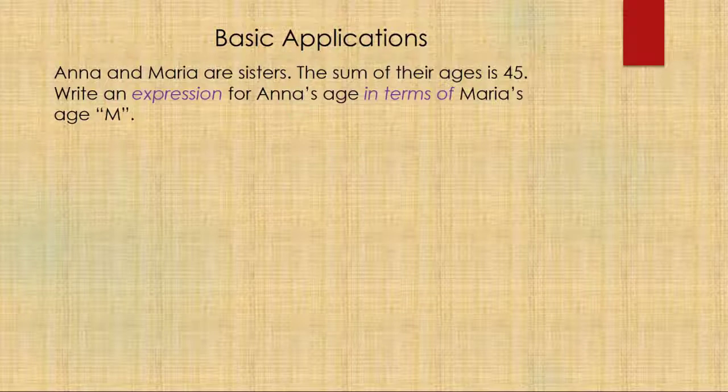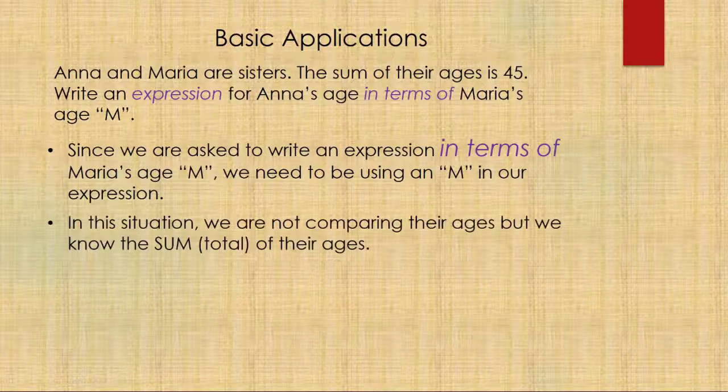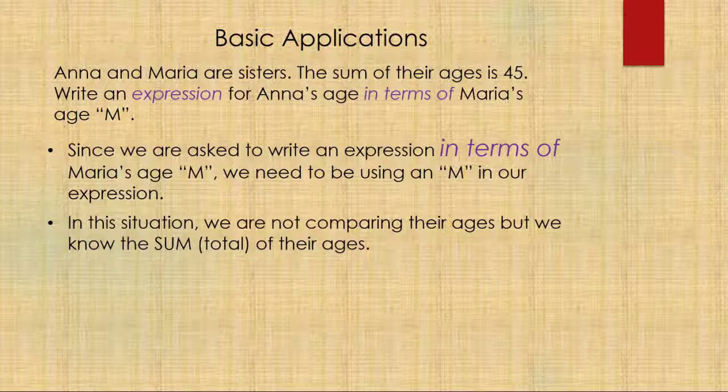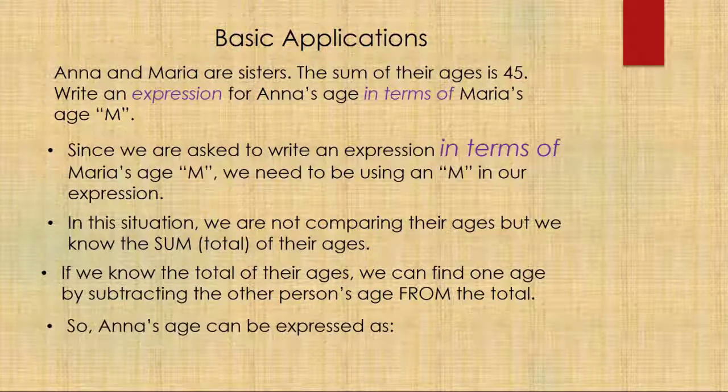Anna and Maria are sisters. The sum of their ages is 45. Write an expression for Anna's age in terms of Maria's age, M. Since we're asked to write an expression in terms of Maria's age, M, we need to be using an M in our expression. In this situation, we're not comparing their ages, but we know the sum total of their ages. If we know the total of their ages, we can find one age by subtracting the other person's age from the total. So Anna's age can be expressed as the total 45 minus M, Maria's age.